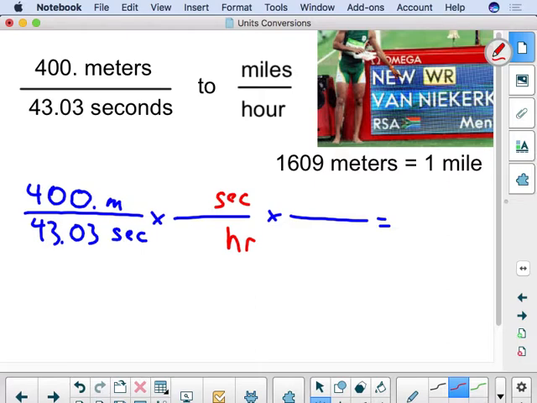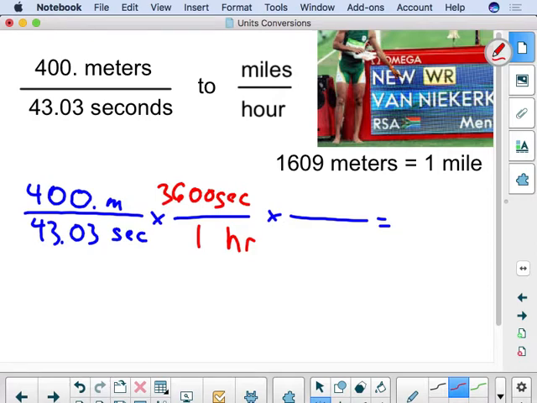What is our conversion from seconds to hours? 3,600. If you don't know this, it's totally fine to do this in two steps: go seconds to minutes and then minutes to hours. Payne wanted to go all the way in one step. Okay, there it is.